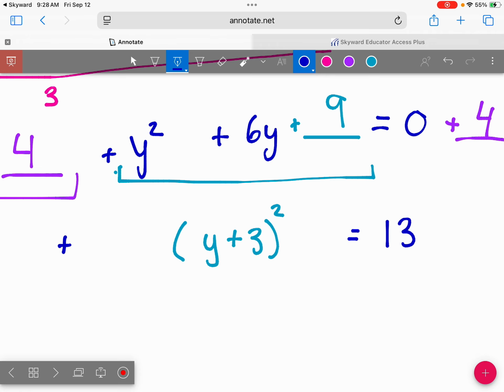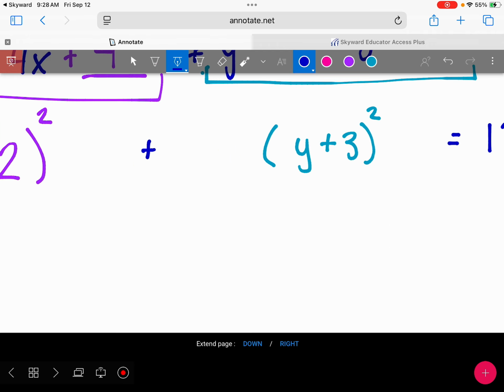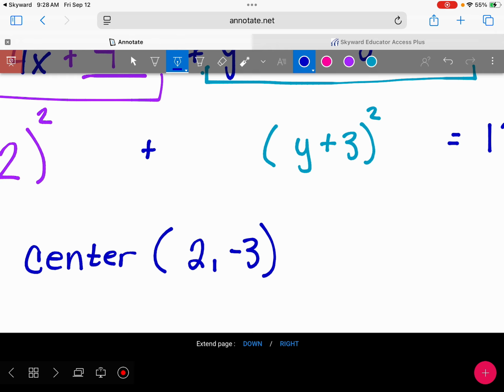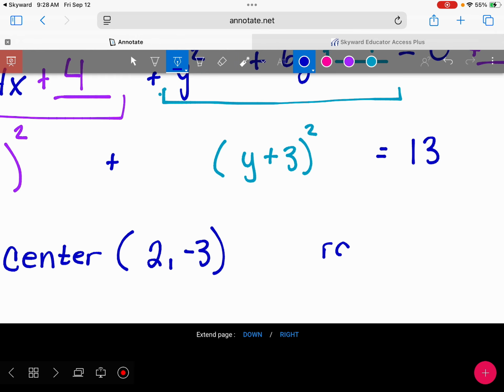So what is our center here? 2, negative 3. What is our radius? Square root of 13. Which is going to be 3 and change. I'm going to go with about 3.7-ish.